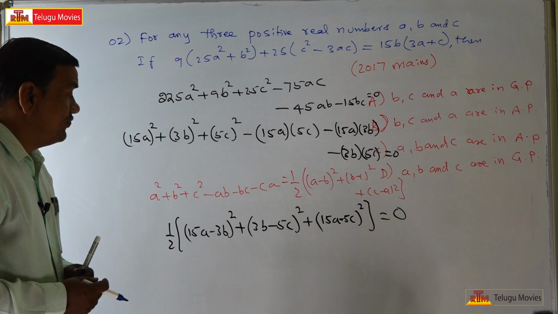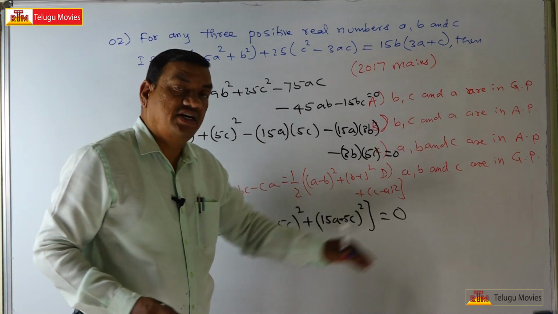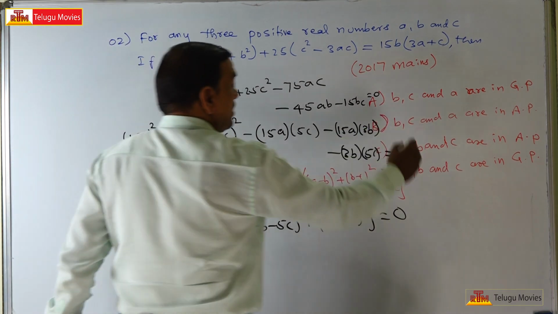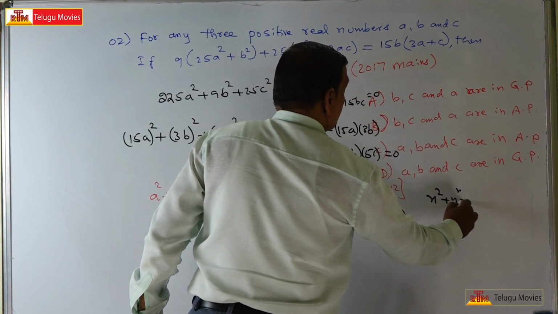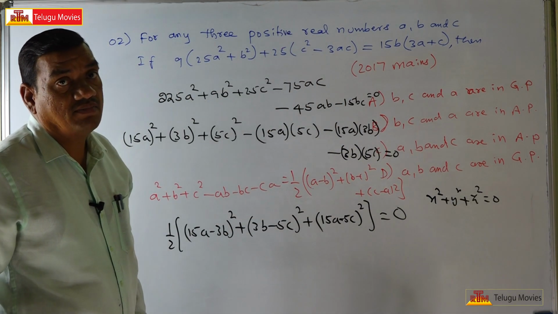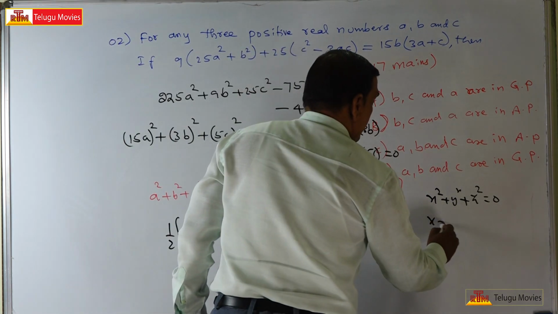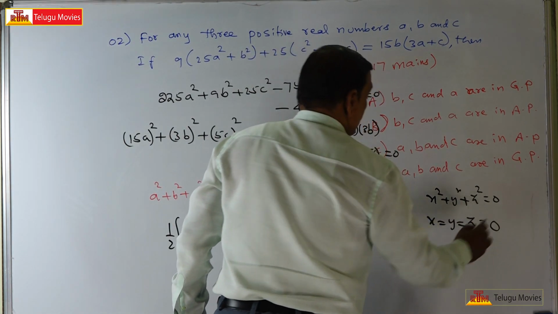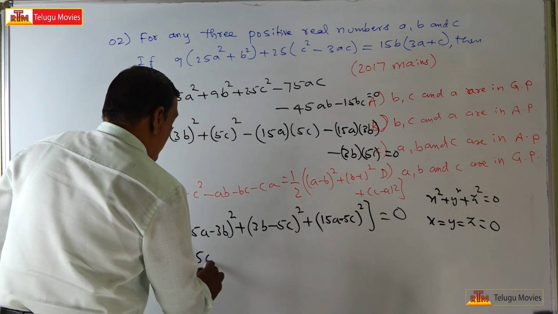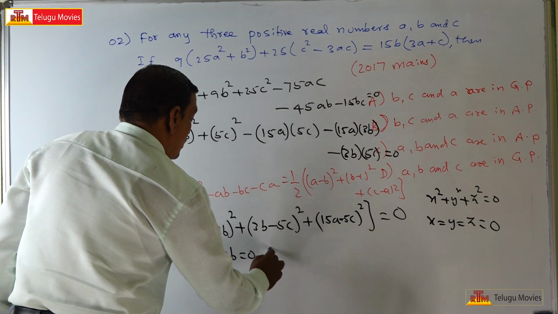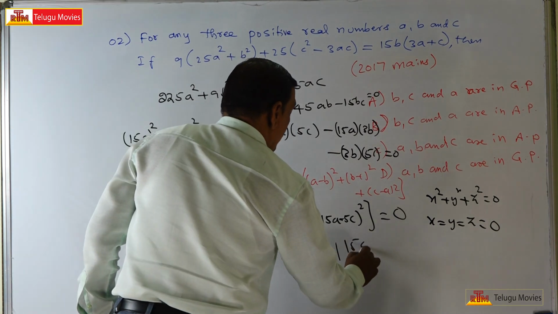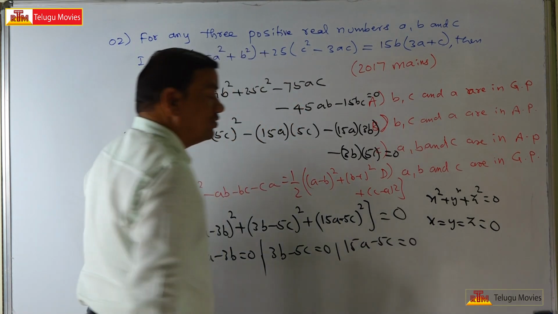Okay now. So if you observe, the 2 will also go to the right side and becomes 0. So this is a square plus b square plus c square. That means wherever x square plus y square plus z square is equal to 0, here x, y, z are real numbers he is saying, therefore we have x is equal to y is equal to z is equal to 0. Compulsory. That means 15a minus 3b should be equal to 0, 3b minus 5c should be equal to 0, 15a minus 5c should be equal to 0.